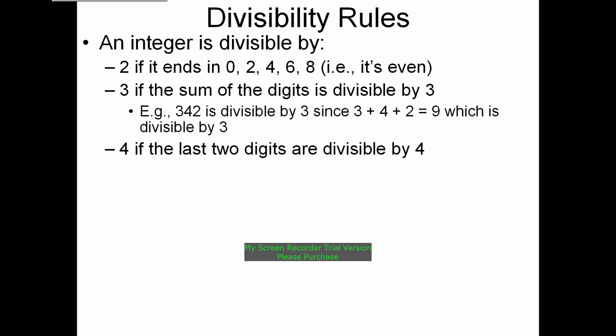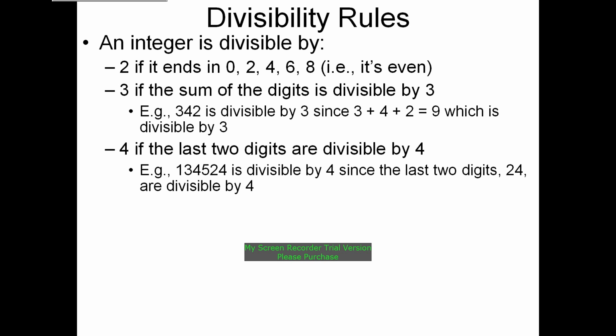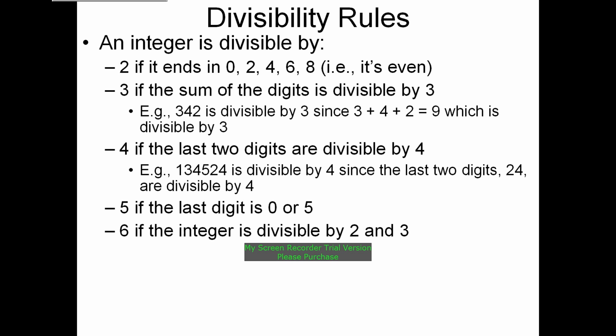4 if the last two digits are divisible by 4. So we have this long number here. The whole thing is divisible by 4 because the last two digits are divisible by 4. 5 if the last digit is 0 or 5. 6 if the integer is divisible by 2 and 3, so you have to go back to the 2 rule and the 3 rule. If both those are satisfied, then it's also divisible by 6.